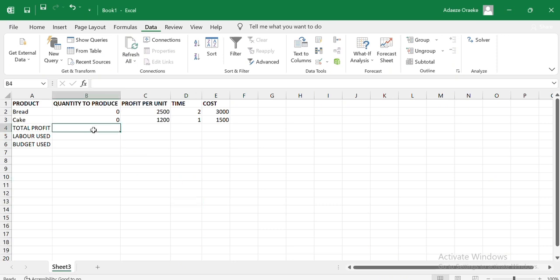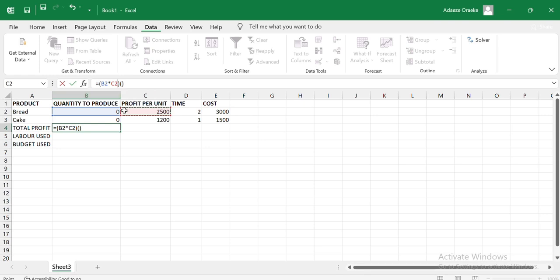This is our details. We have profit for bread per one is 2.5. I know it's not very realistic, but I don't know what type of bread it is. Cake per one cake, our profit is 1.2. The time we use to make bread is 2 hours per one, and cake 1 hour per cake. Our cost for bread is 3,000 for one bread, and then 1.5 for one cake.